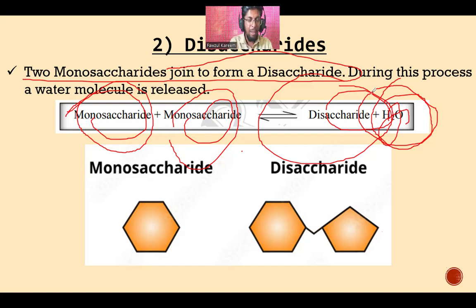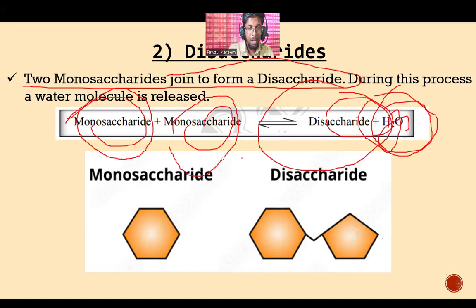In your first term exam, they will never ask this. Even in your final exam, they will never ask what hydrolysis is. But inshallah, when I discuss the polysaccharides and the disaccharides, again and again I will use the term hydrolysis. So that's why I explain what hydrolysis is. There is no need to write the definition.